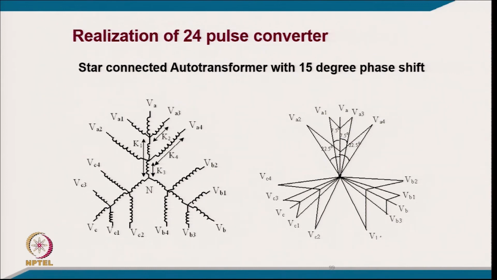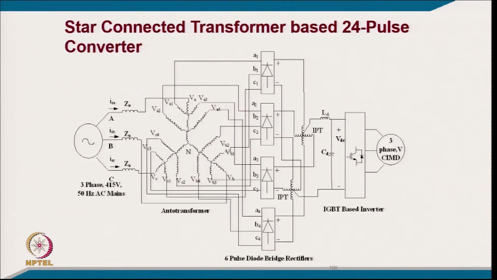So for 24 pulse, again we typically require 4 converters, so 60 by 4 is 15°, and this is the way we are getting 15°. This you can call the star connected auto connected one, and then this is 24 pulse, but we require an interphase transformer if we are connecting in parallel. We cannot connect in series because the voltage level will be separate.